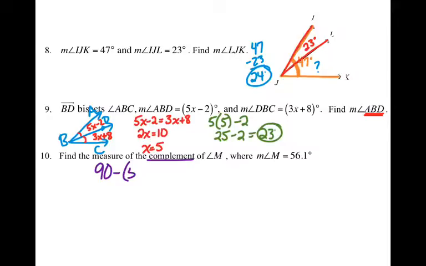On number 10, it just says find the complement. Complement means they add up to be 90. So in other words, it's 90 minus your angle. So 90 minus 56.1, and you get 33.9.